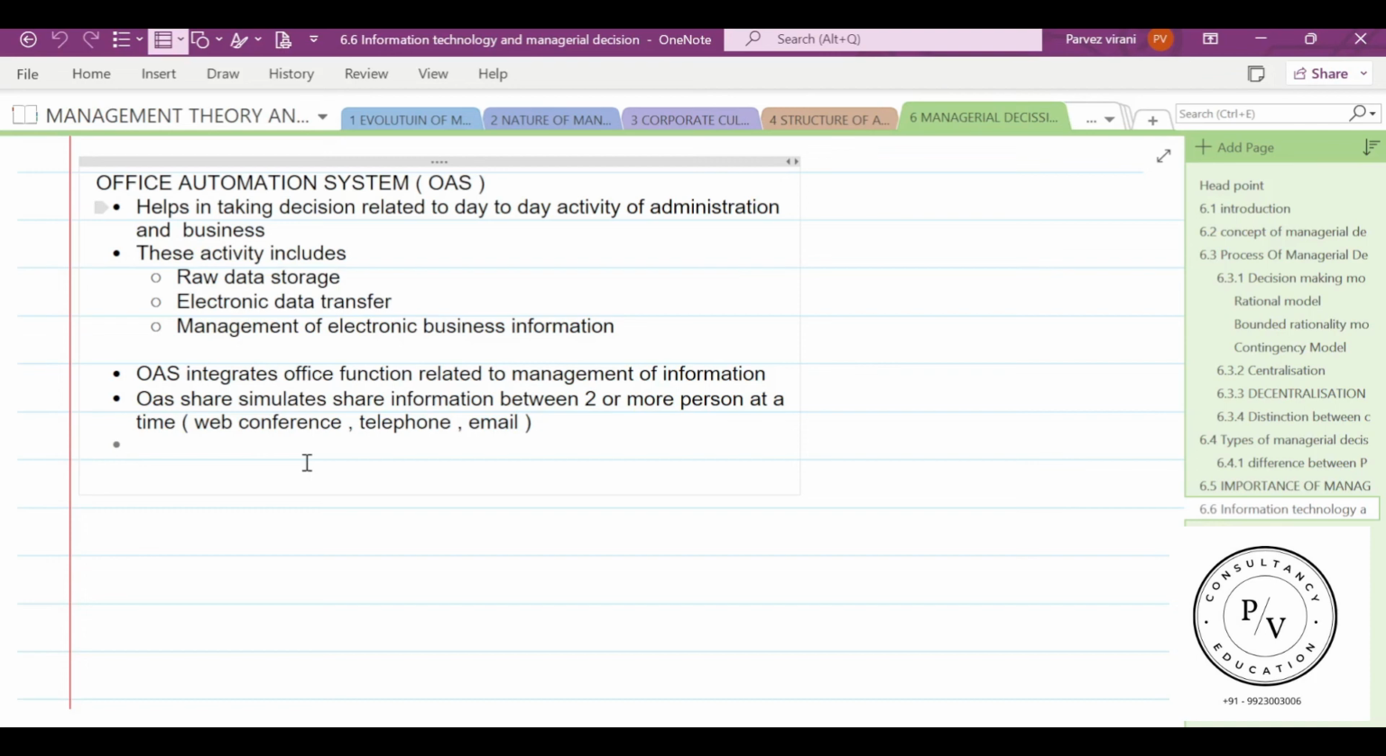So that's the complete chapter on the decision making model. The first point of the notes is the headpoints. If you go through these headpoints, you'll be able to learn all the important things and you'll be ready for the examination.